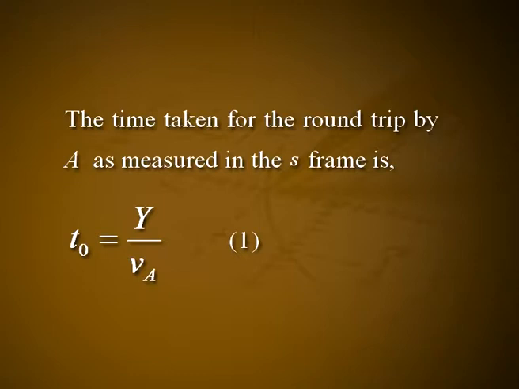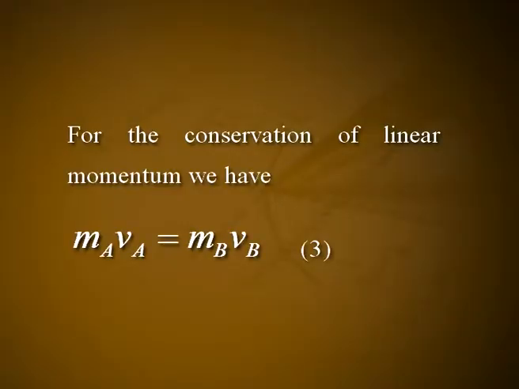The time taken for the round trip by A as measured in the S frame is t naught is equal to y divided by Va, let it be equation number 1, and that for B as measured in the S dash frame is t naught is equal to y divided by Vb dash, let it be equation number 2. For the conservation of linear momentum, we have ma into Va is equal to mb into Vb, let it be equation number 3, where ma and mb are the masses of A and B, and Va and Vb are the velocities as measured in the S frame.